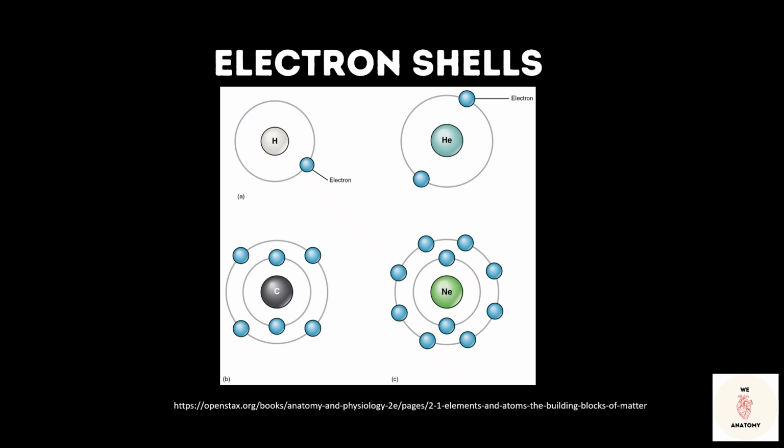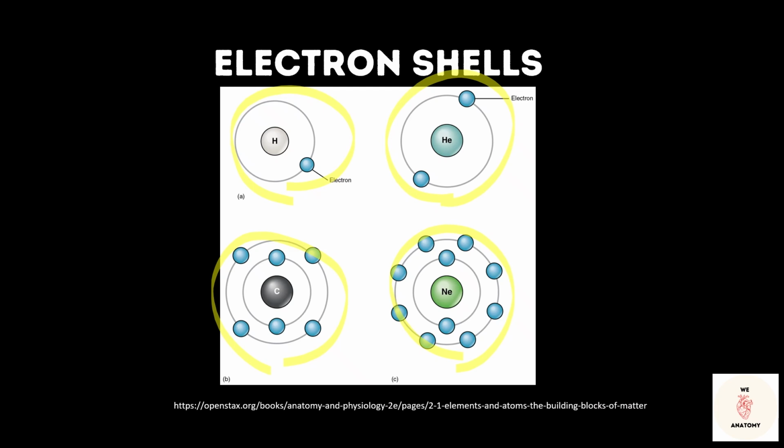In this diagram, you can see hydrogen, which only has 1 electron in the top left, and helium, which has 2 electrons. Both of these atoms have 1 electron shell, since the first shell can hold 2 electrons. All other atoms in the body have at least 2 shells, like carbon with 6 electrons down here on the left, and neon with 10 electrons and therefore having 2 full shells.